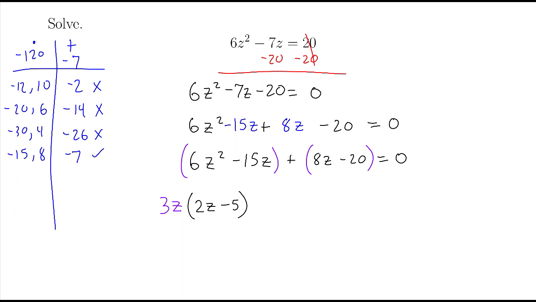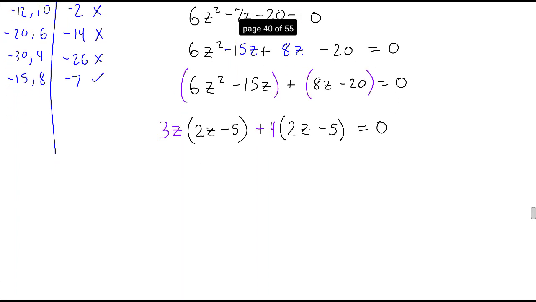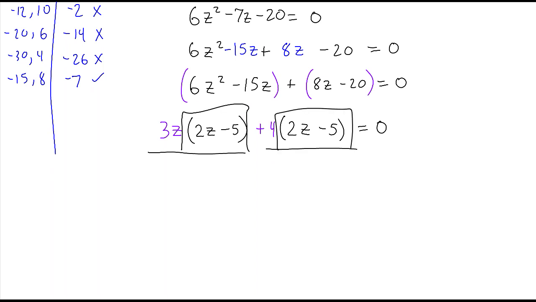Now for 8z minus 20, those are both divisible by 4. So I'm going to factor out a 4. 8z divided by 4 is 2z. And negative 20 divided by 4 is negative 5. Okay, good. My parentheses match. So if my parentheses match, I have common factors between these two terms. The common factor is 2z minus 5.